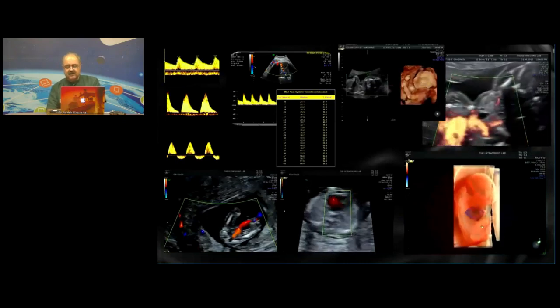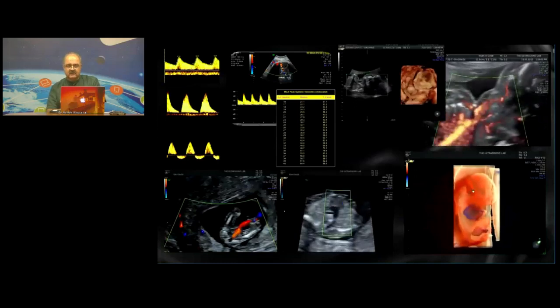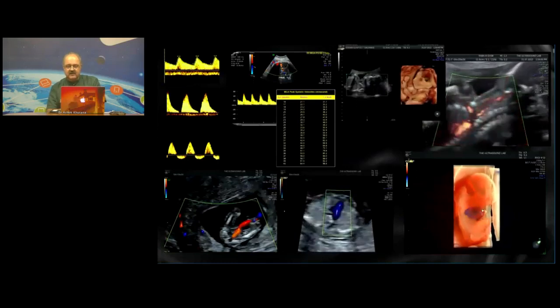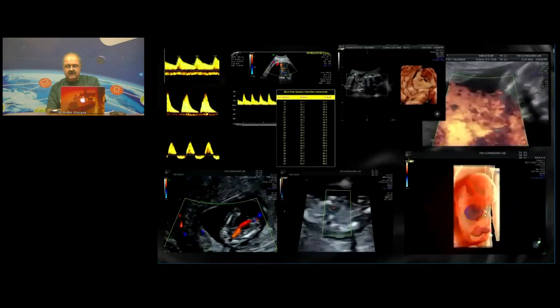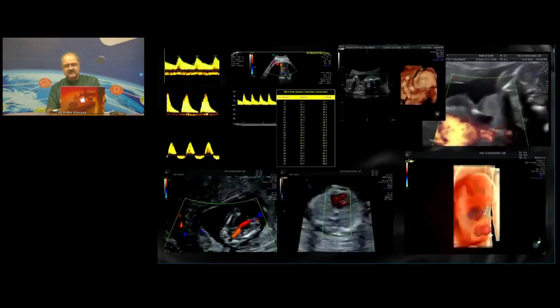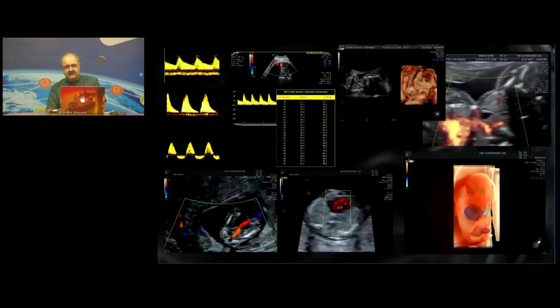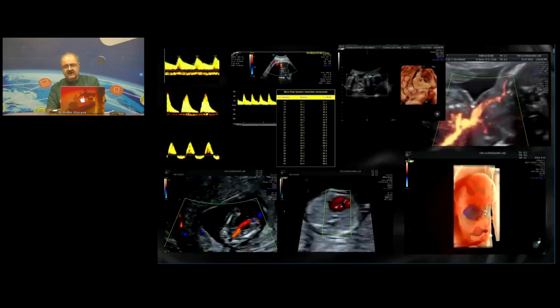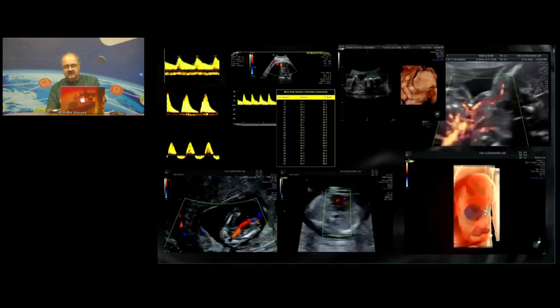And look at this one. This is the ultimate answer. We're looking at 8 weeks. We're looking at a bulge in the thorax and the upper part of the abdomen, and the heart is lying much outside the chest. A direct diagnosis of an ectopia cordis at 8 weeks. You don't really need much thinking on that.